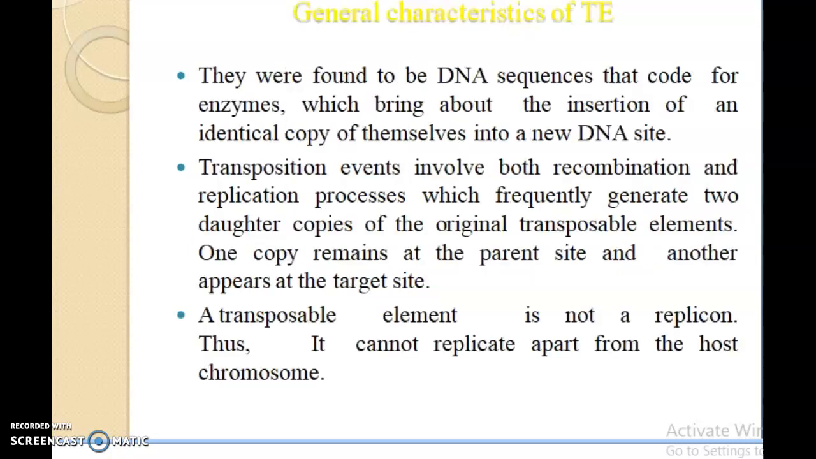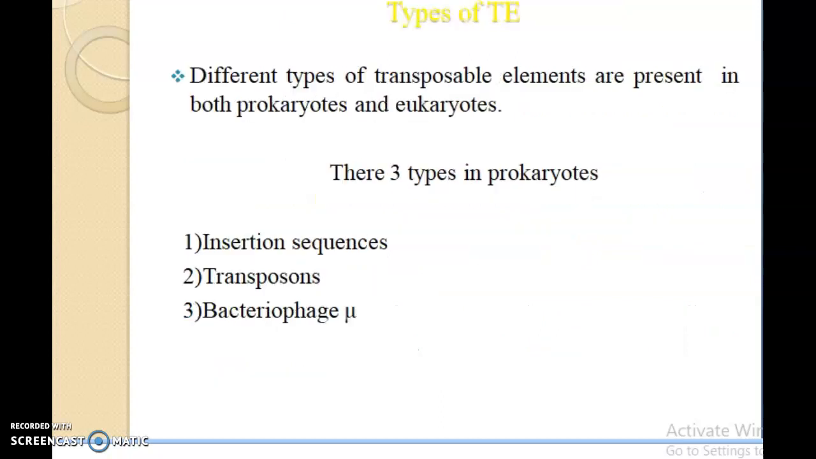So what are the general characters of these transposons? They were found to be DNA sequences that code for the enzyme which brings about the insertion of identical copies of themselves into a new DNA site. Transposable events involve both recombination and replication processes, and depending on whether they are doing recombination or replication, they are divided into two types, the copy-paste and the cut-paste mechanism.